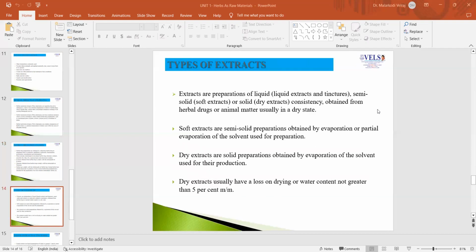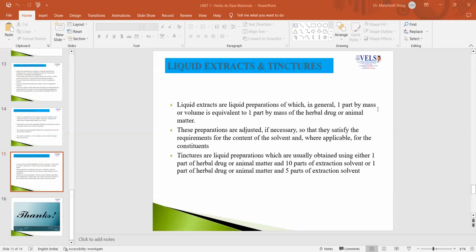Types of extracts. Coming to the types of extracts, they consist of preparations of liquids. They may be liquid extracts and tinctures. Sometimes they are semi-solid, or soft extracts, or solid, which are of dry extract consistency, obtained from the herbal drugs or animal matter, usually in a dry state. Soft extracts are semi-solid preparations obtained by evaporation or partial evaporation of the solvent used for preparation. Dry extracts are solid preparations obtained by evaporation of the solvent used for the production. Dry extracts usually have a loss on drying of water content not greater than 5%.